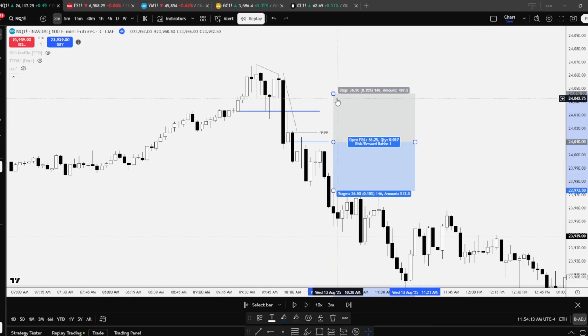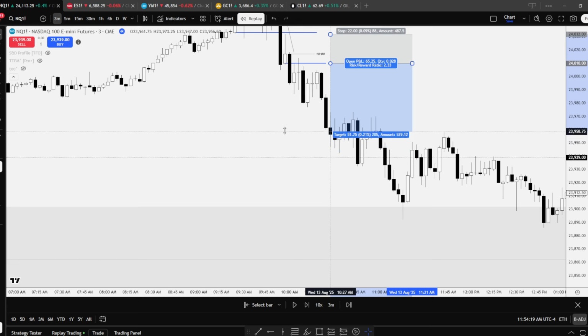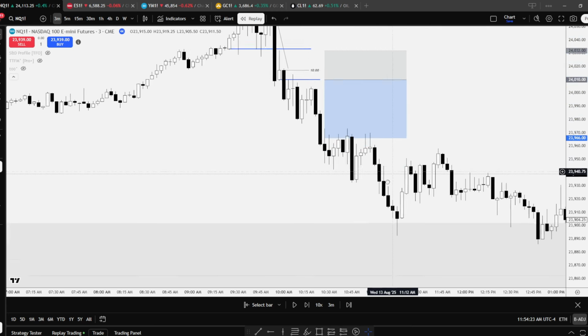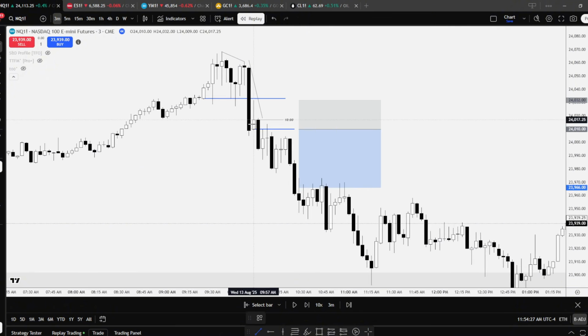So we take our entry, we risk off the order block high, and we target the internal range liquidity, or just our strict 2R. So right there, bang, we get that. Now, if you missed this entry, right here, we get another order block continuation.